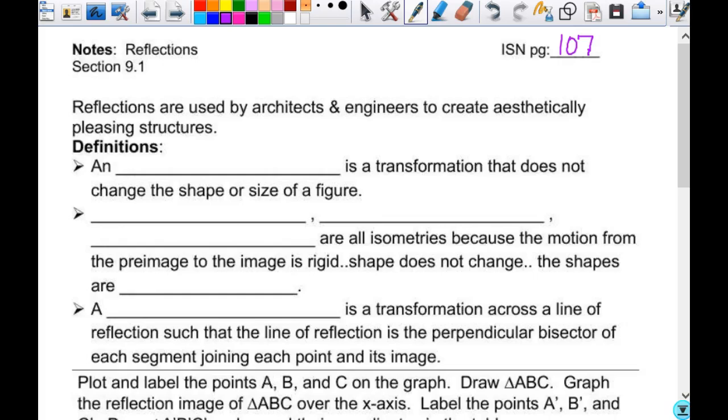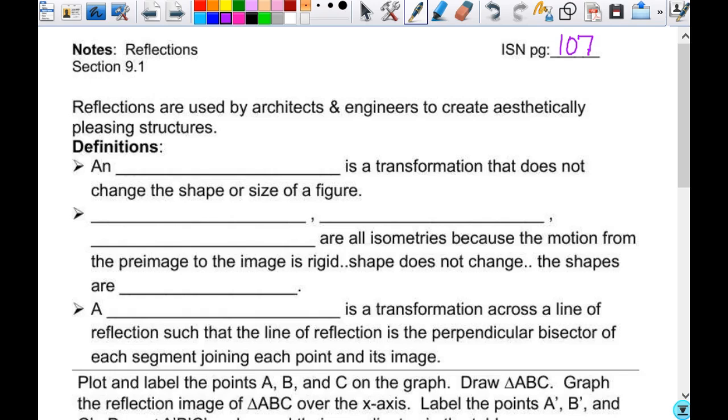All right, so let's go on page 107. We're leaving 106 blank, and we are starting transformations. So that includes reflections, translations, rotations, dilations. Those are all the transformations that are not brand new to you. You have talked about transformations for a long time.